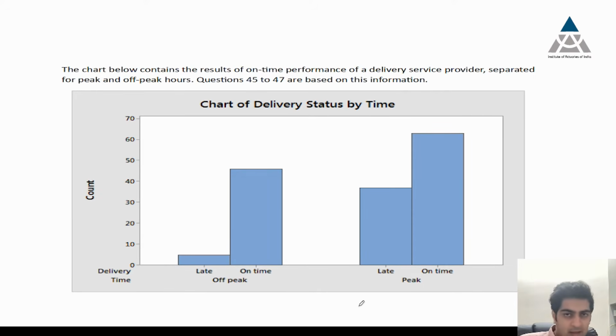Now, a different thing about this question is they have just given a chart with this photo and they have not given any data. So they have not given the data numbers, they have given this chart, and I would assume that all their questions would be asking in approximate terms, like approximately all of this, right? So let's first try and put some numbers to this data. So you have off peak and peak, and you have late and on time.